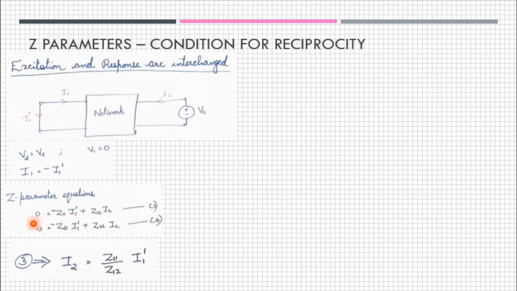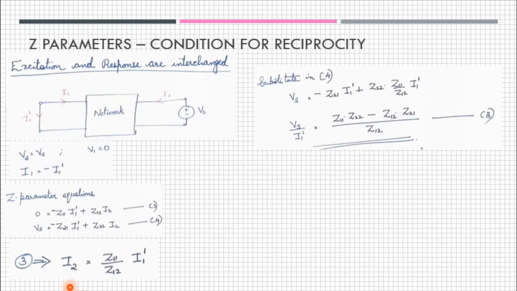Now from equation number 3, we will get I2 is equal to Z11 by Z12 into I1 dash. Substitute the value for I2 in equation number 4. Then we will get the relation between Vs and I1 dash like this.